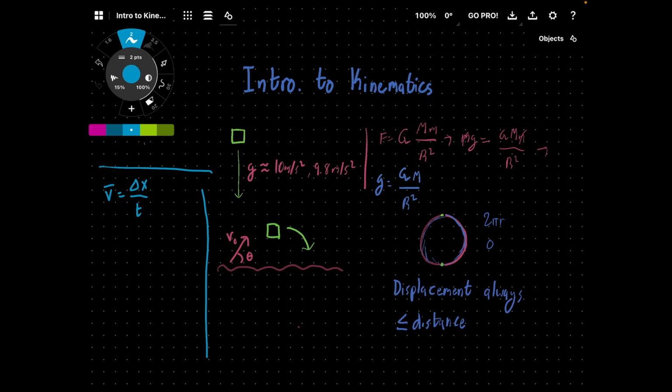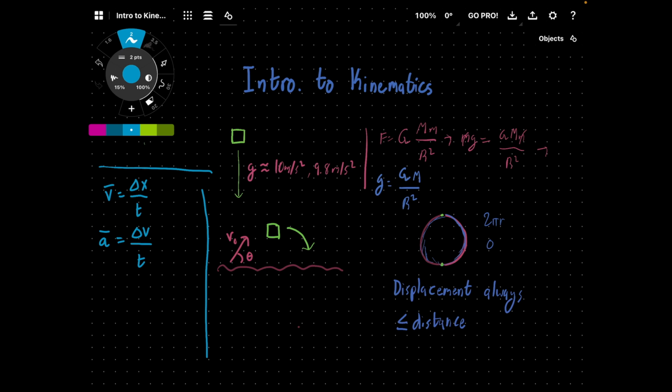Now the next thing is that the average acceleration is equal to delta v divided by t, or the change in velocity divided by time. Just like velocity, acceleration is also a vector. Keep in mind, these formulas can also be applied in reverse, where we can have displacement equal to velocity times time.